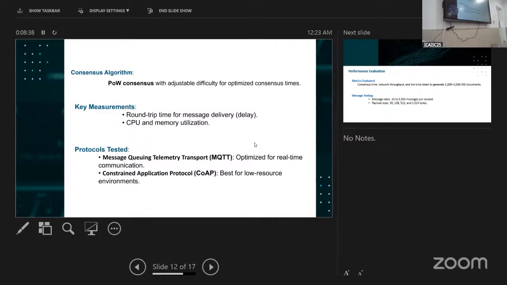For the key measurements of this work, we focused on the delay, by looking at the round trip time for delivering the message, and also on the CPU and memory utilization. The communication protocols are also too many, so we chose these two protocols because MQTT is optimized for real-time environments, and CoAP is best for low-resource environments, which we are working with now.